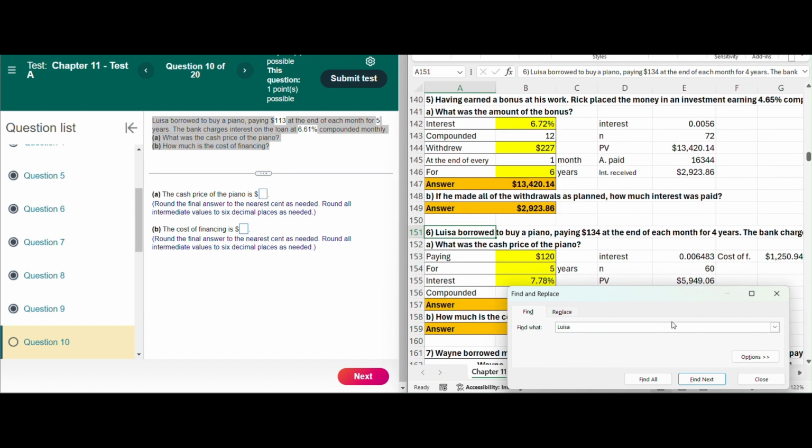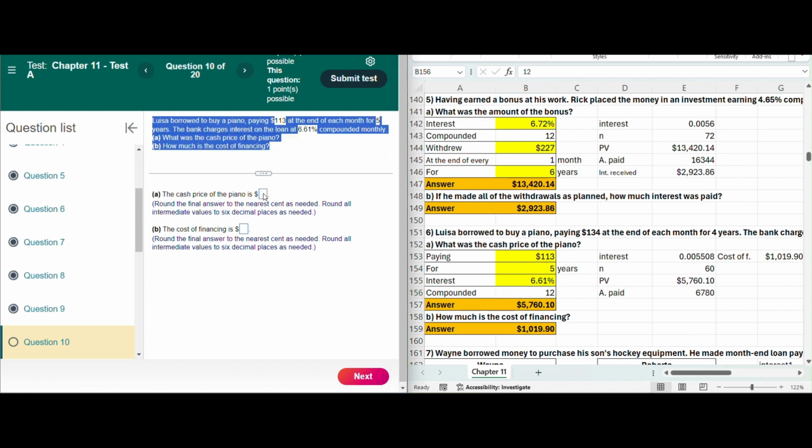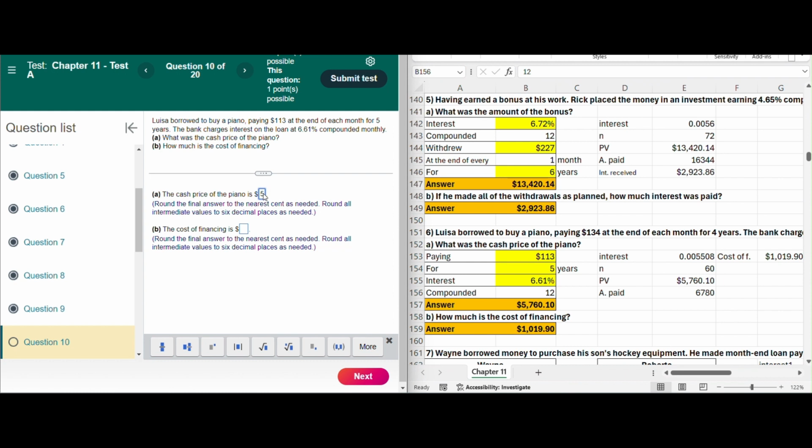So look, I type just Luisa, and then I easily identify the question that I need to solve the problem. Look, in this type of question, you have two answers, two literals. So just change the values and you have the answer for literal A and another answer for literal B.